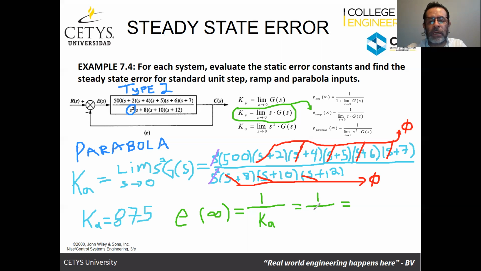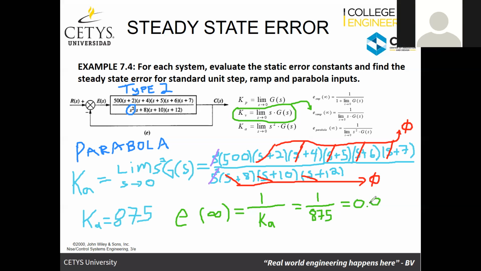And so this is going to be KA, and it's going to be 1 divided by 875. This is going to be a small error. How much? 0.0114, something like that. So we've got about 0.1 percent of error, which is pretty good. So this means that the system is going to be able to follow the acceleration.